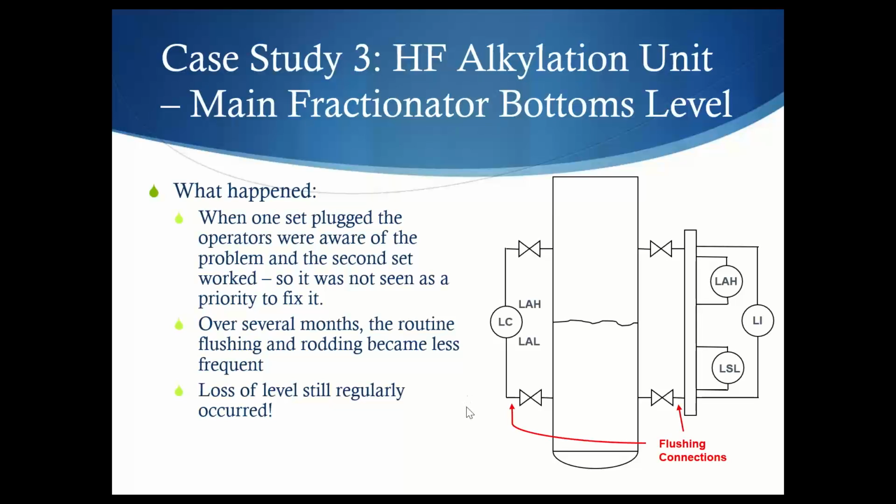So over time, they stopped doing the rodding and the flushing, and they got back to the same situation they had before where they were having the pump cavitating. So it didn't actually fix the problem. They need to investigate a bit further.